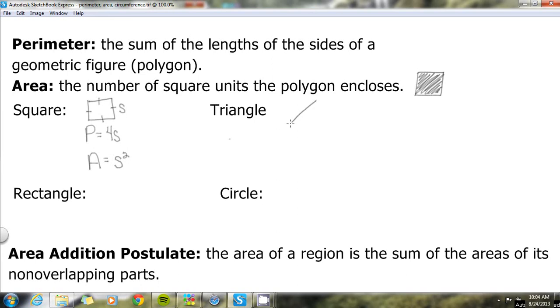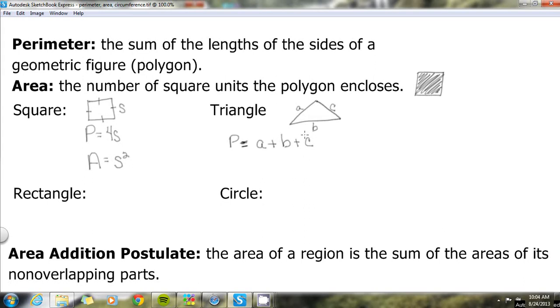if we have a triangle and we know that we have sides A, B, and C, for the perimeter, we know the perimeter is going to equal the sum of the sides. We just add all the sides together.